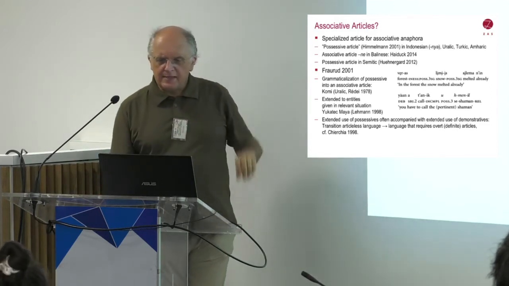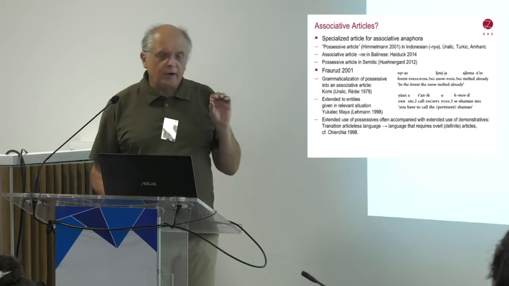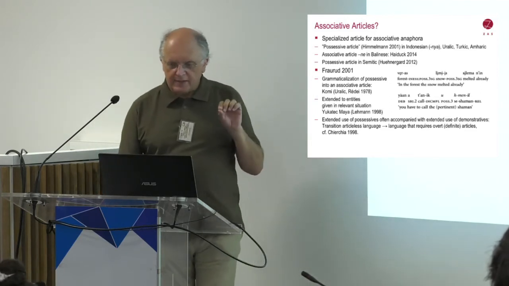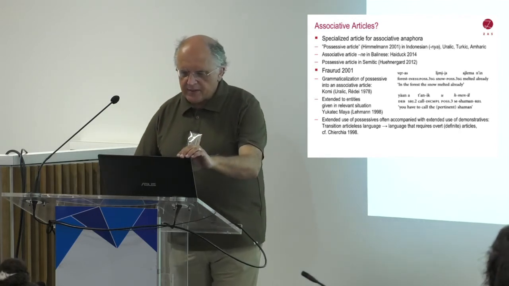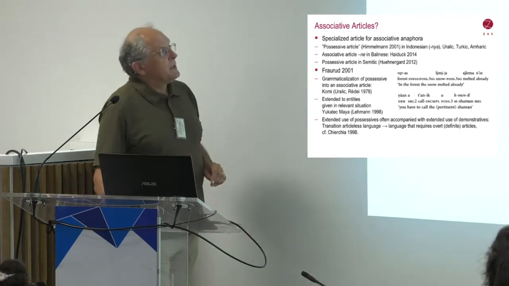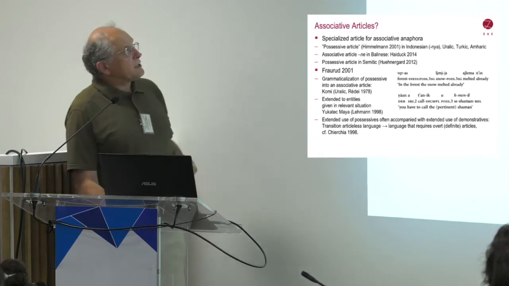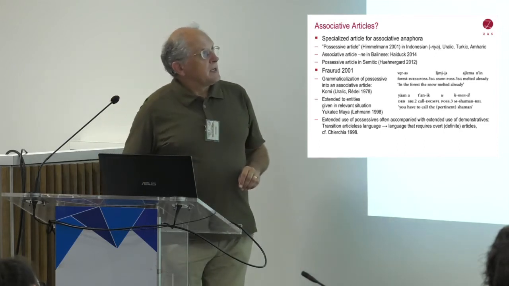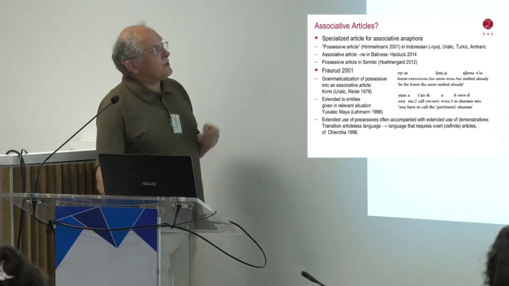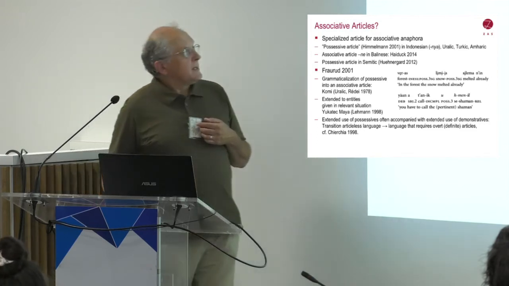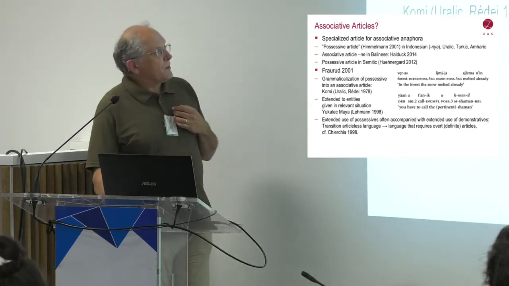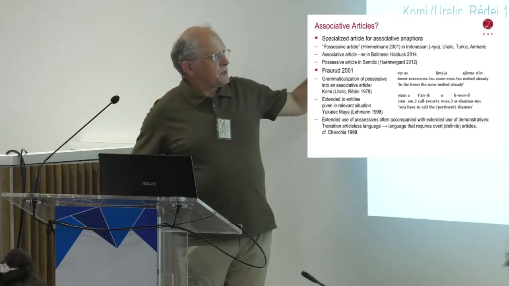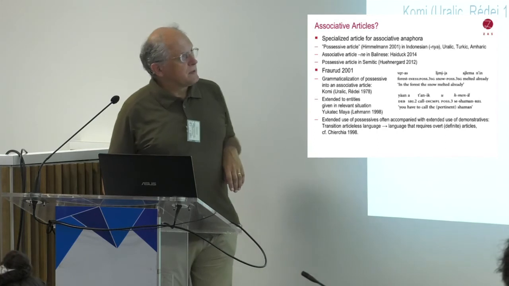Now, this use of N in Daakie seems to point to a specialized article for associativity in some sense, and indeed this has been discussed. I have some references to existing literature here. So Himmelmann in his survey talks about possessive articles that occur in Austronesian languages like Balinese, for example, but also in Semitic. Fraurud is a study, quite interesting, about possessive articles in Uralic languages.